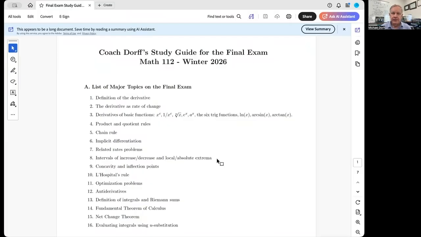There are 16 topics here. You should know how to do each of these. These are the topics that are the most important ones. These are the ones that most often appear on the final exam. You can read through these.